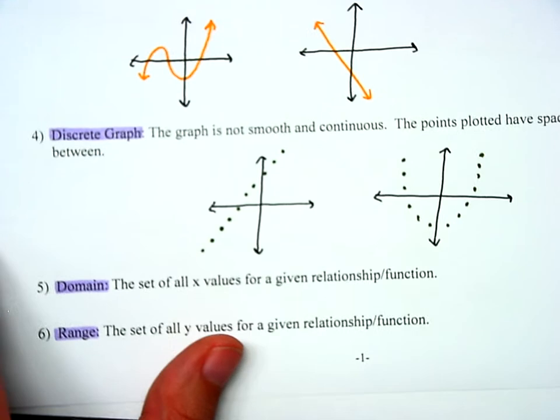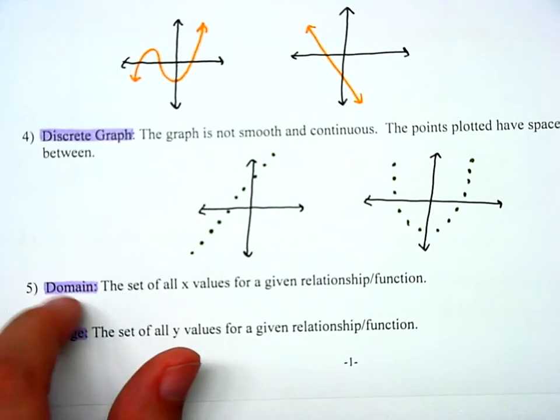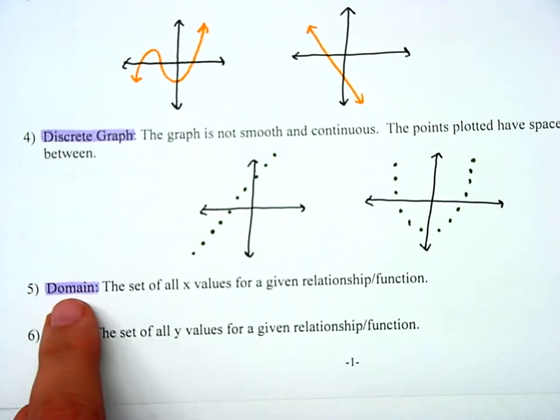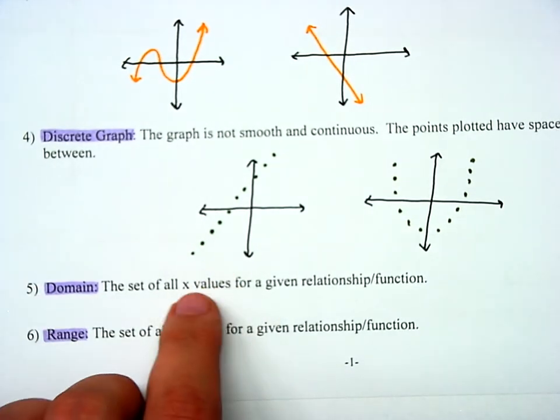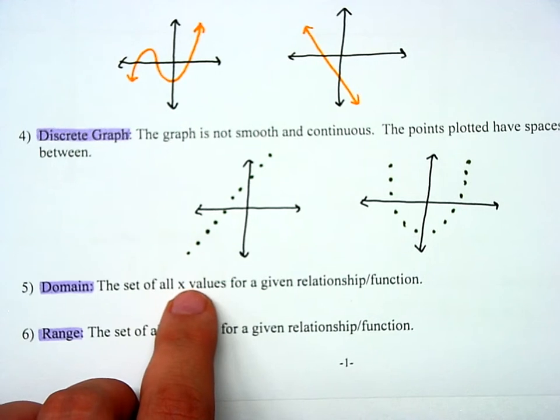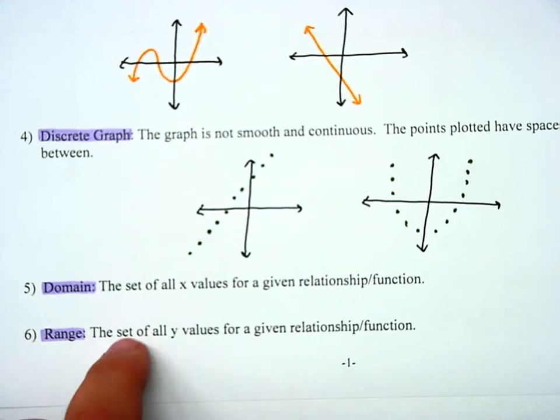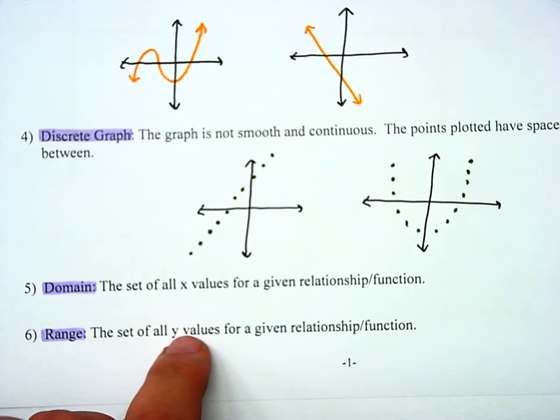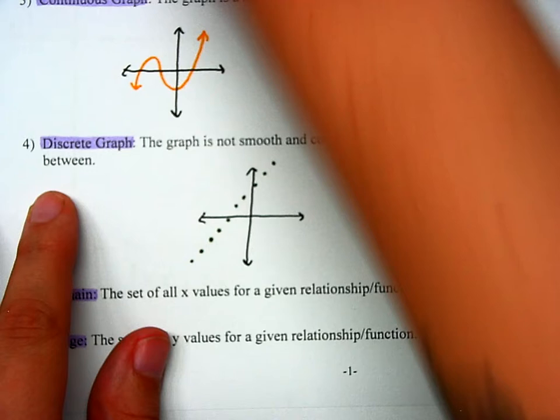Last two really important terms are domain and range. So just reviewing, making sure that we know domain is the set of all x values for a relationship or function, and range is the set of all y values. Okay? All right, let's do some practice.